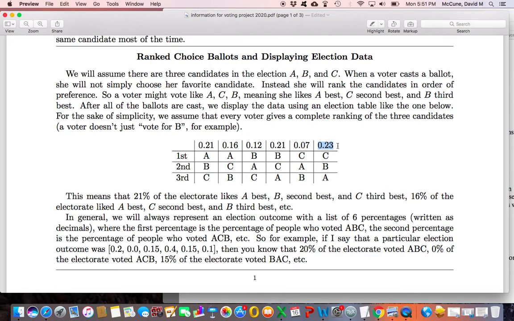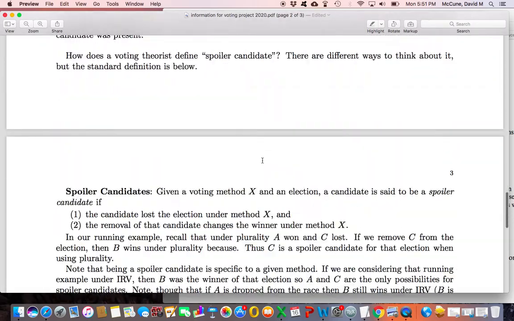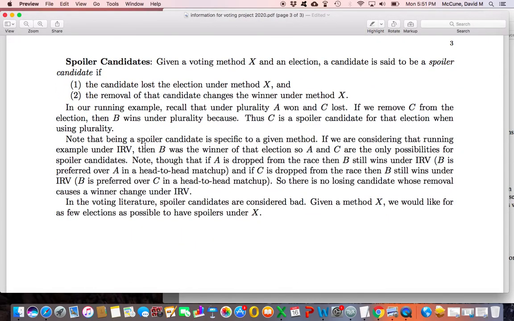So C is a spoiler candidate. C lost, and if you took them out of the election, if you removed them, then the winner would change. The winner switched from A to B. That's what it means to be a spoiler. Okay, note a couple of things. First of all, note that being a spoiler, you have to have a method in mind, a voting method, and a particular election in mind. Okay, so the example I just walked you through, candidate C was a plurality spoiler.